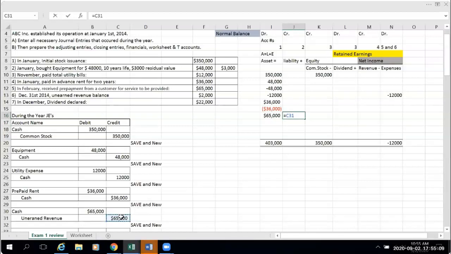So your liability goes up. So now, as you see, both sides are equal. Both sides are equal. So if I grab this, you see there's an equation here in this box. That's the equation. You see that? So if I grab that equation, grab the fill handle with your mouse and pull it to the right. There you go.